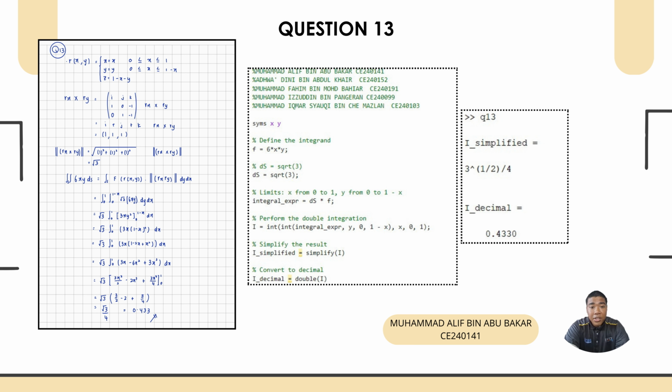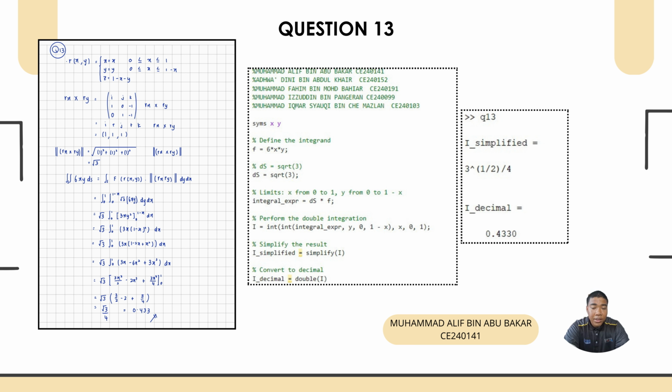In this video, I would like to present question 13, surface integral on a plane. For the manual calculation, we are asked to evaluate the surface integral of 6xy over a surface S, where S is the portion of the plane x plus y plus z equals 1 that lies in the first octant. This means x, y, and z must all be greater than or equal to 0.